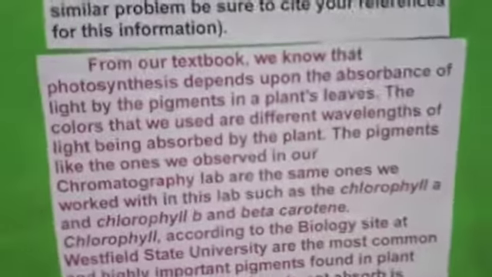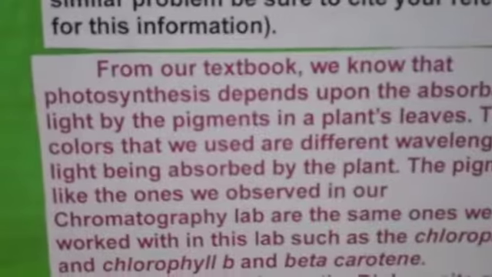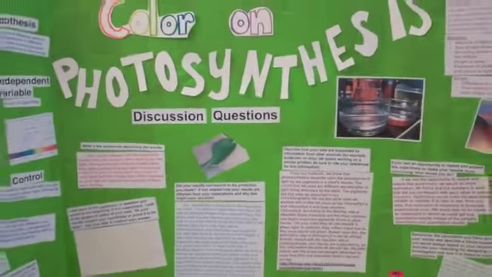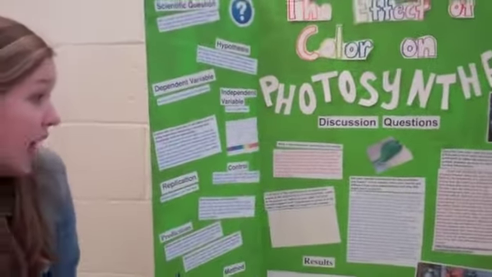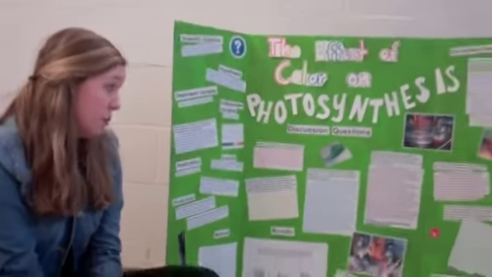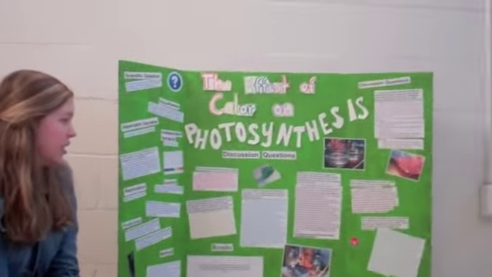From our textbook, we know that photosynthesis depends on the absorbance of light by the pigments in the plant's leaves. The colors that we used are different wavelengths of light being absorbed by the plant. The pigments, like the ones we observed in our chromatography lab, are the same ones we worked with in this lab, such as chlorophyll A, chlorophyll B, and beta-carotene.